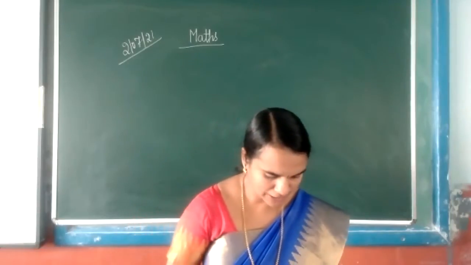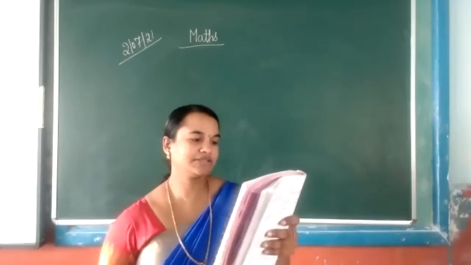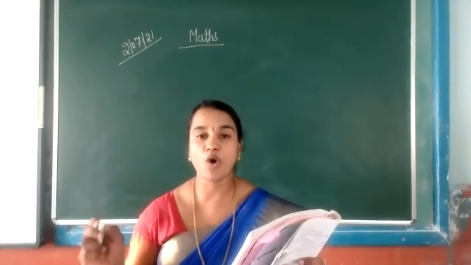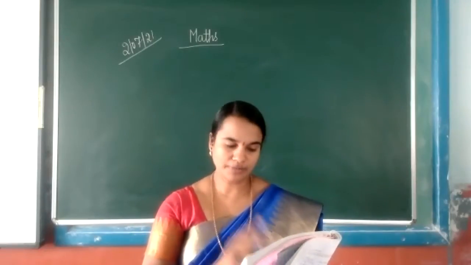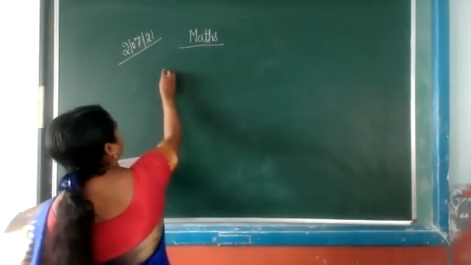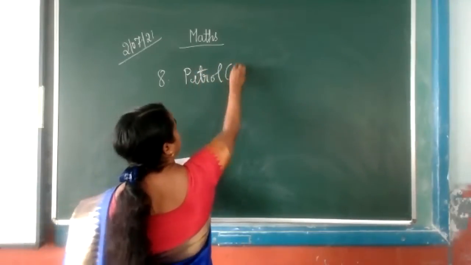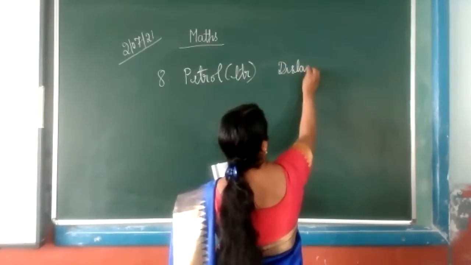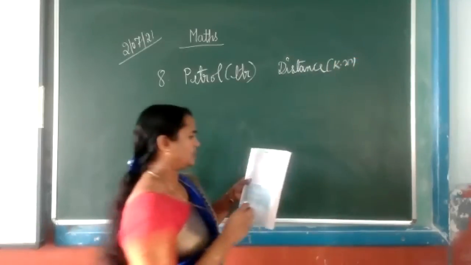So we have to start now question number 8, isn't it? So children, question number 8: a scooter consumes 2.5 liters of petrol in covering a distance of 85 kilometers. Here, petrol is given in liters and the distance in kilometers. So question number 8, petrol is given in liters and distance will be in kilometers. Okay.